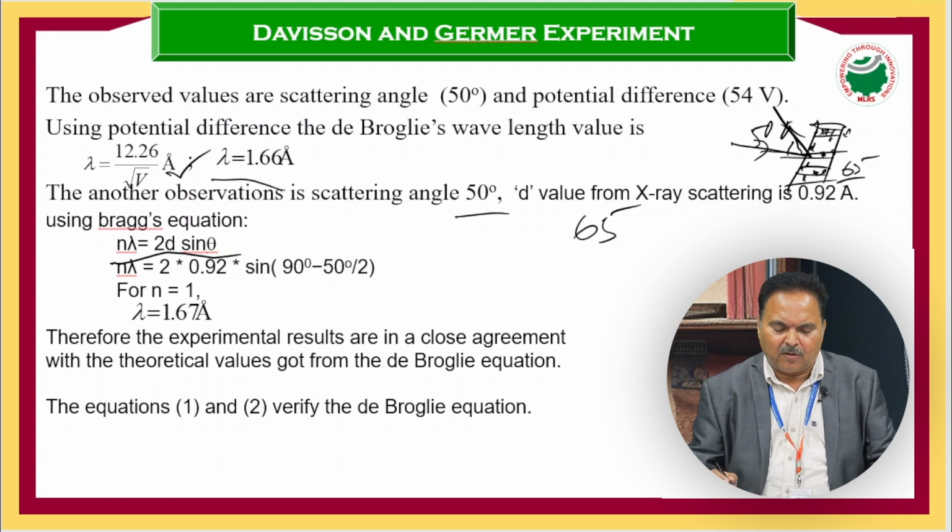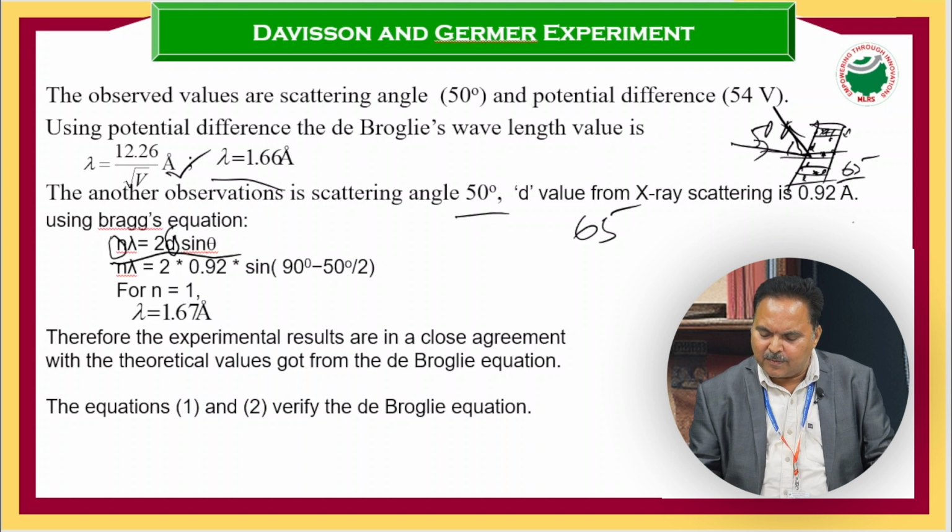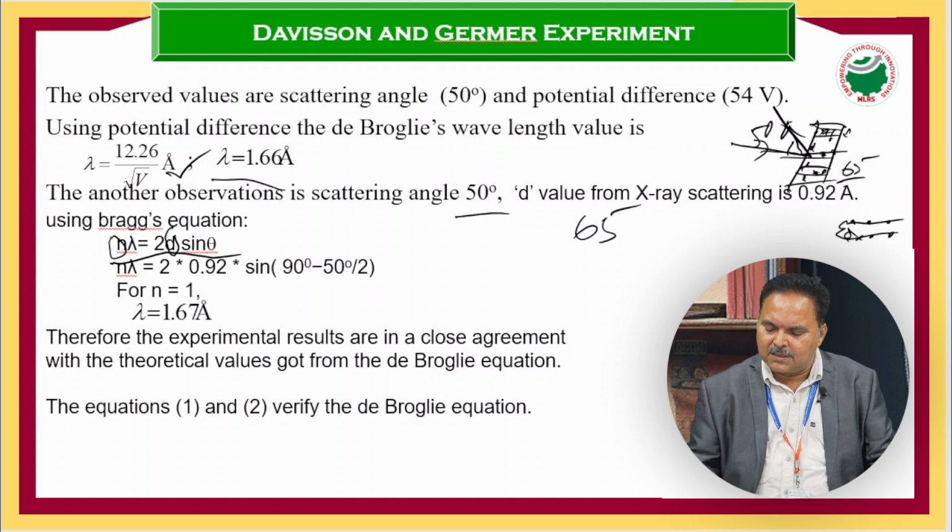Using this Bragg equation, we will calculate the lambda value. Here n is the first order, n equals 1. The d is the distance from one plane of the crystal to another plane. This is the first plane, this is another plane, and the distance between these two planes is the Bragg plane spacing. It is not a simple plane, it is a crystalline plane. This d value is different for different samples. For nickel crystal it is 0.92 angstroms.